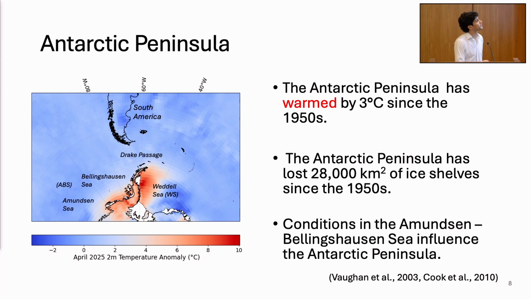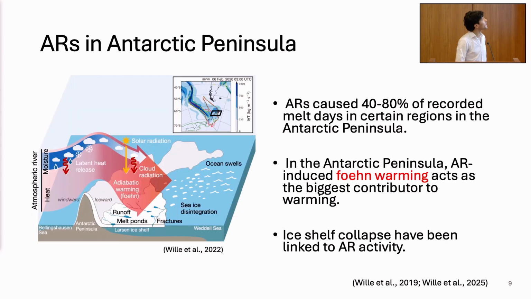Interestingly enough, in the Amundsen and the Bellingshausen seas, which are here, feedback loops can actually interact with the ice shelf, causing further melting. And again, the Amundsen and the Bellingshausen seas are also where sea ice is produced, further raising these questions. And again, ARs in the Antarctic Peninsula, what actually occurs here? Well, ARs cause about 40 to 80% of the recorded melt days in the Antarctic Peninsula.